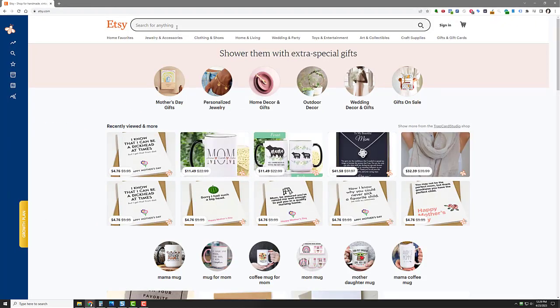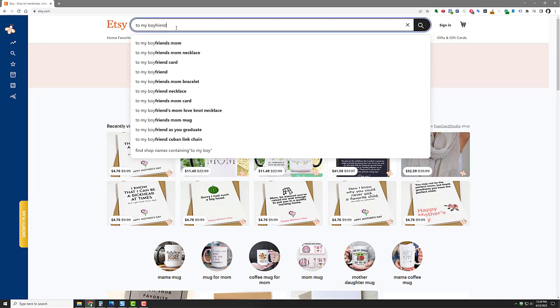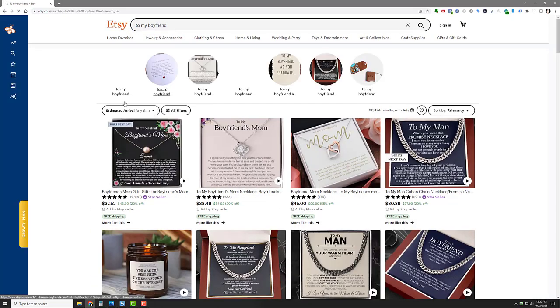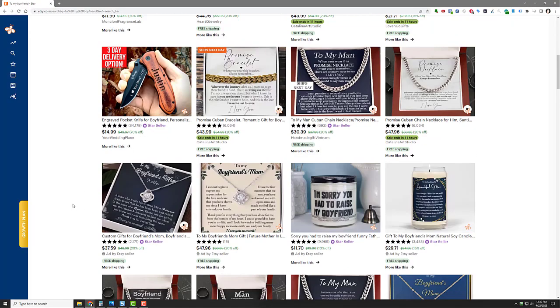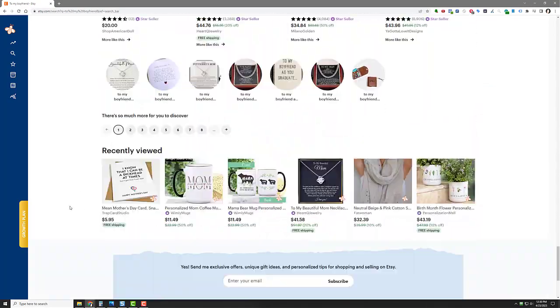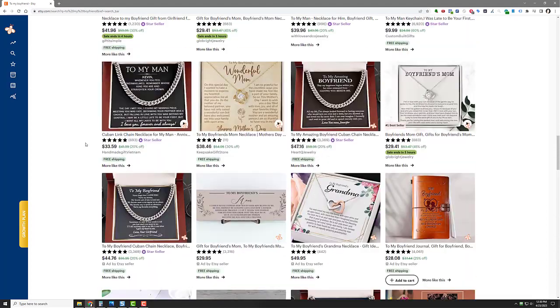So let's go to Etsy and search for "to my boyfriend" to see if any necklaces come up. Oh, here we go. Here's one. $43.99, $21.74. Oh my God, $21.71? How are you even... You're losing money doing this. So let's make sure I'm in US dollars. I am in US dollars. Okay, that's fine. But let's run that same thing on this now.